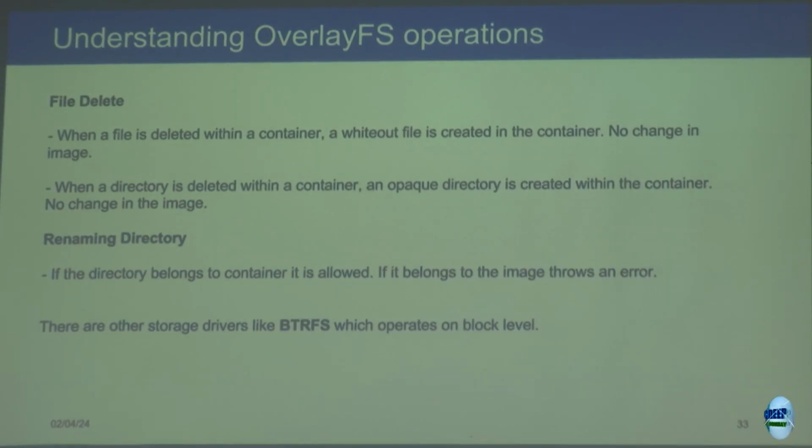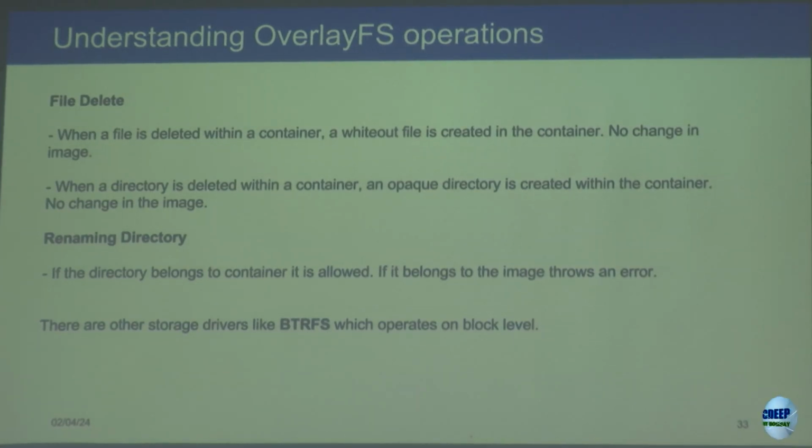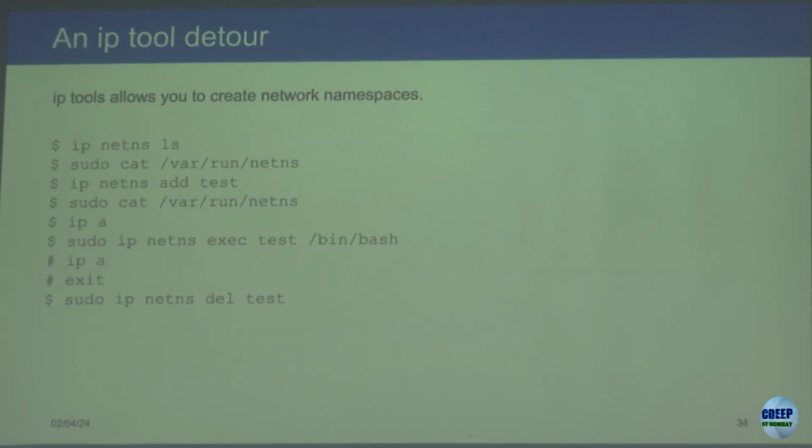And renaming a directory is not possible. You cannot go and rename a directory, it throws an error. You cannot go and change /bin to something else. Docker does not allow it, okay. So this is the overlay file system that is used by default. There are other file systems also, like BTRFS, which internally uses block level operations instead of file operations. For scenarios where you have a lot of copies, you might use that and you will get better performance. So this is where the overlay file system is done.